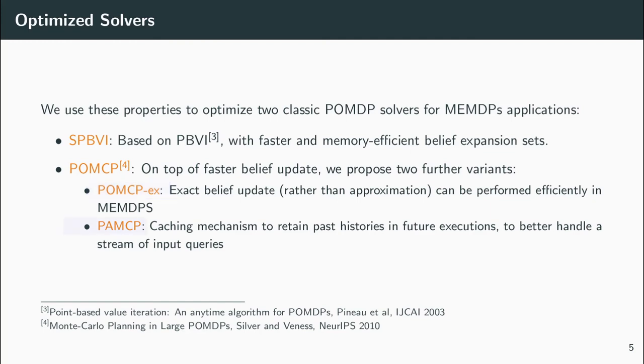The second, that we call POMDP for past aware POMDP, is based on the idea that in our applications, taking the recommendation example that we had before, what we want is a system that will be applied to a stream of new users every time. So rather than using the standard POMDPs, which just look at this tree of computations and discard it, we add a caching system to retain past histories in future executions.